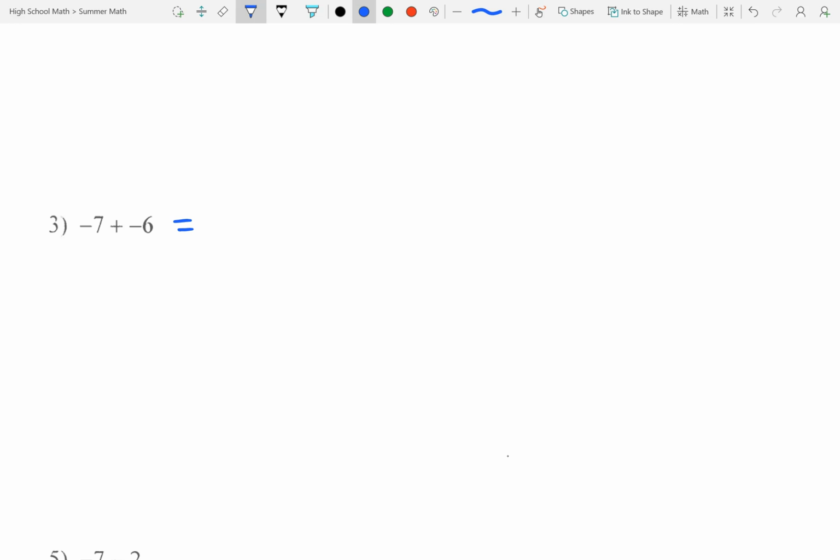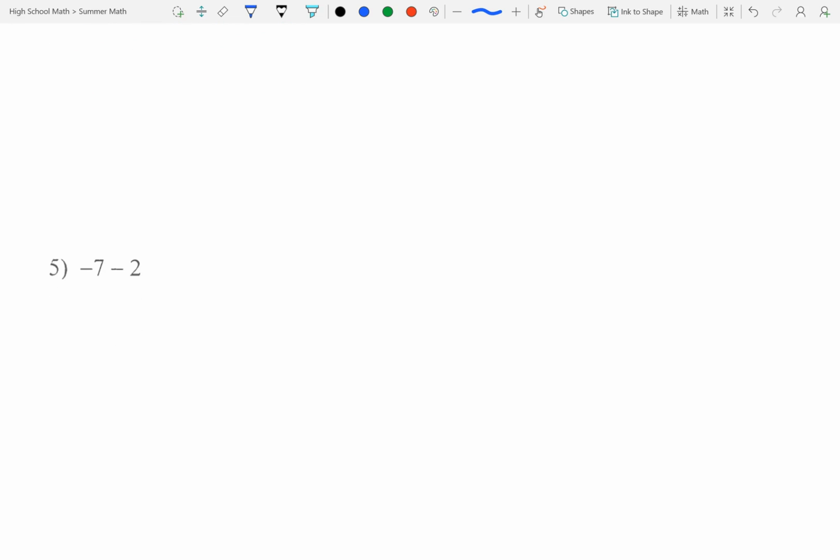Negative 7 plus negative 6. When the signs are the same, we simply add them together and keep the sign the same. 7 negatives and 6 negatives is 13 negatives. This makes sense. Think of a negative number like money. If you owe $7 and you owe $6, don't you owe $13 total?